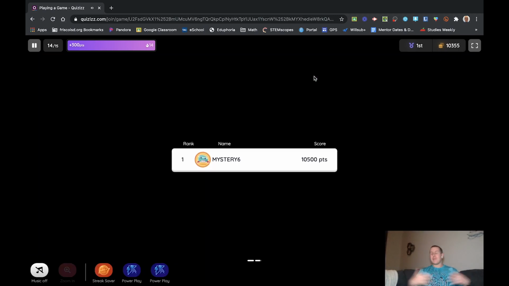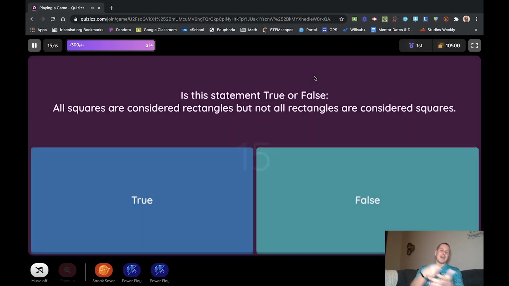15th problem, completely perfect. We're gonna get a hundo on this. All right, ooh, a true or false? Okay, they can be easy, but they can be hard too. Is the statement true or false? All squares are considered rectangles, but not all rectangles are considered squares.